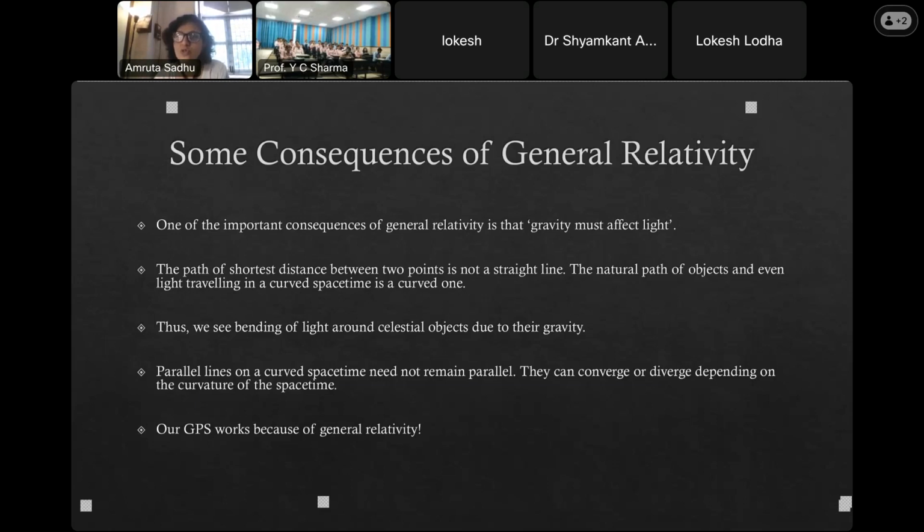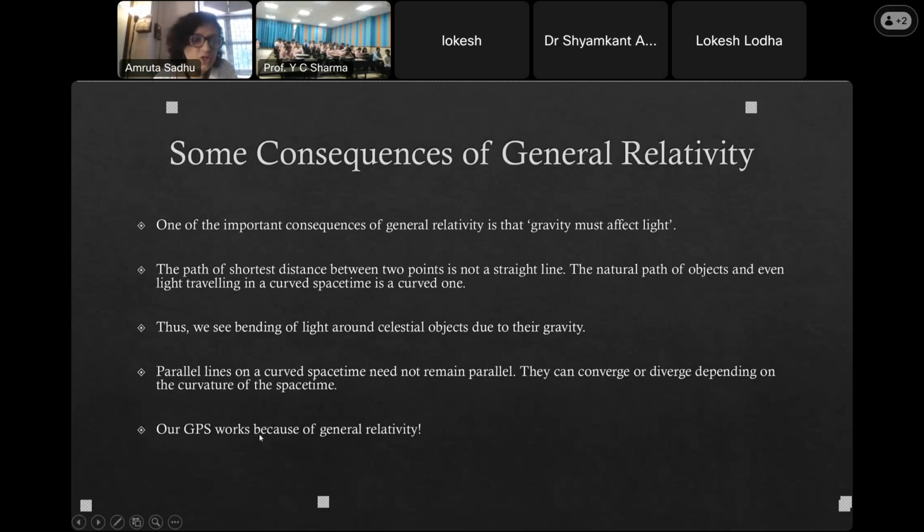In school we have learned that in our Euclidean, the usual three space that we work in, if there are parallel lines, they remain parallel throughout. That is not true on a curved spacetime, right? So that also means if there are, say, two cars moving on a curved spacetime, at some point they will have an accident.